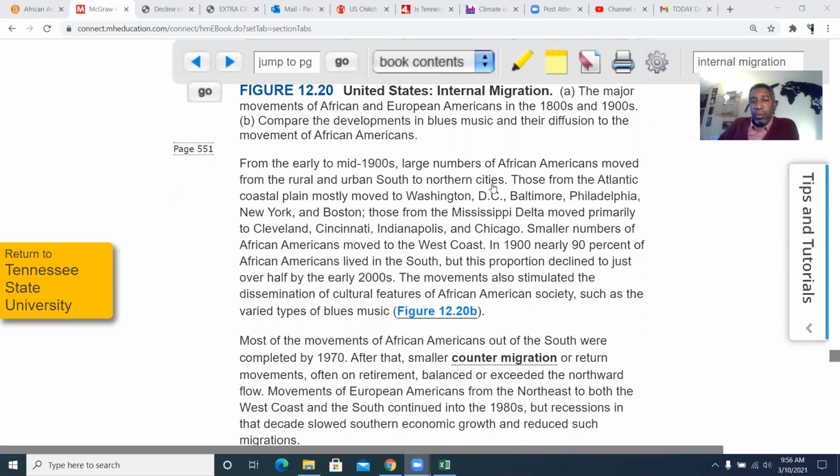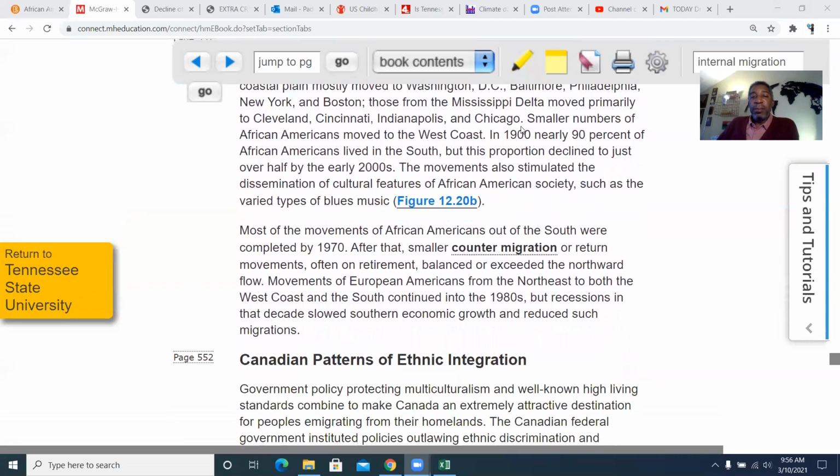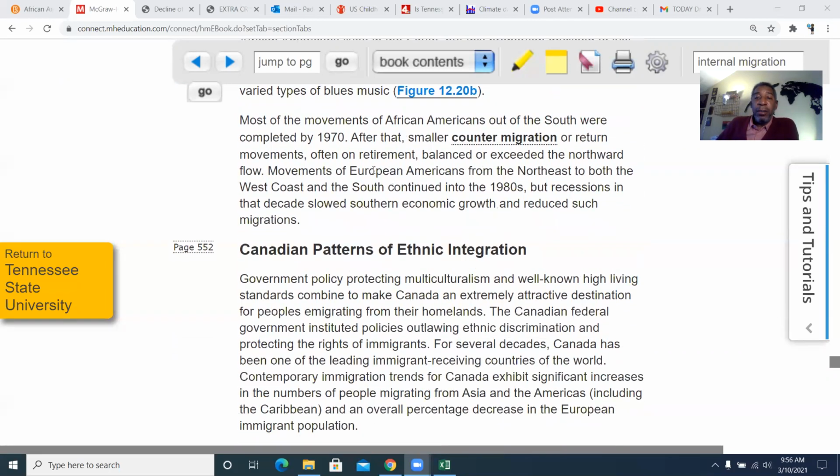And we first mentioned the Great Migration when, as we mentioned, large numbers of African Americans moved from the rural and urban South to northern cities, and so on and so forth. And we see some of those cities. We're going to talk about the West Coast migration later on. Again, as I mentioned, in 1900, about 90% of African Americans lived in the South, but that is only about 60% now.